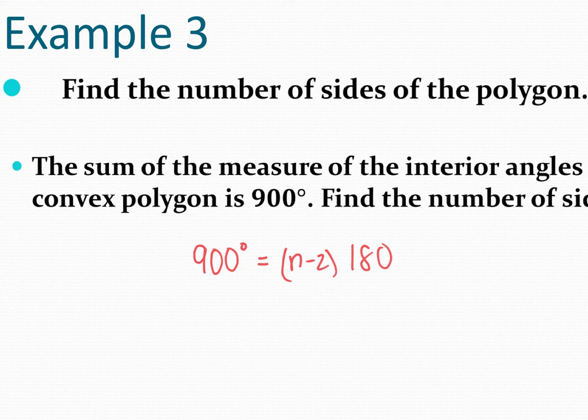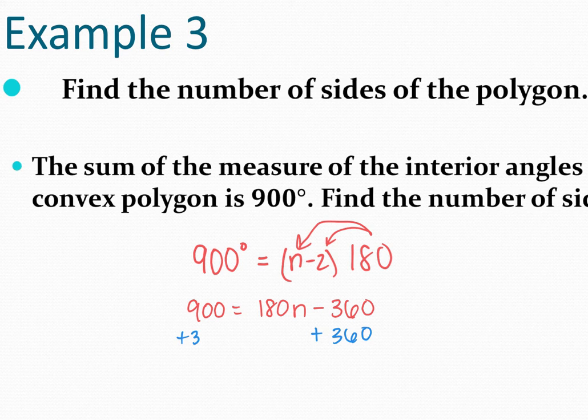Subtract 180? Don't subtract 180. You can distribute the 180. And you would get 900 equals what? 180n minus 360. What do I do from here? Add 360 to both sides. Plus 360, plus 360. What am I going to get on the left?